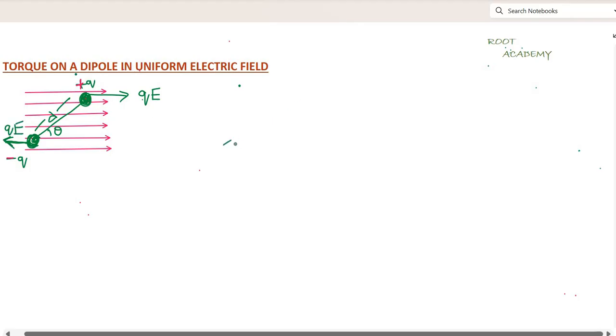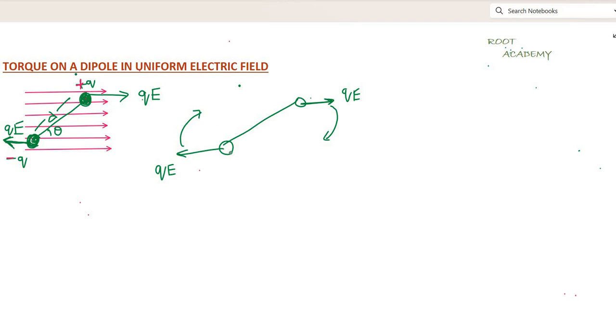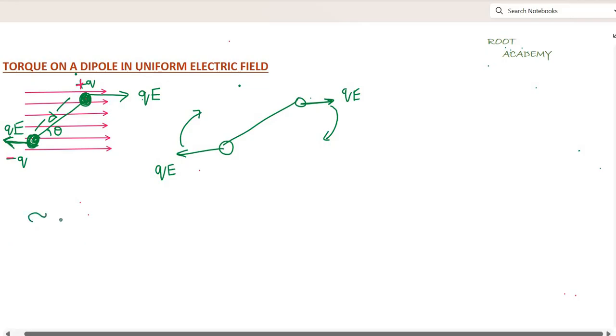If you observe carefully, there are two equal and opposite forces, right? This is QE and this is QE in the opposite direction. Suppose this is a pen and these two are forces. This one will try to rotate this way and this one will try to rotate the other way. So the dipole will experience a rotational force, which is known as torque. So we are trying to calculate it.